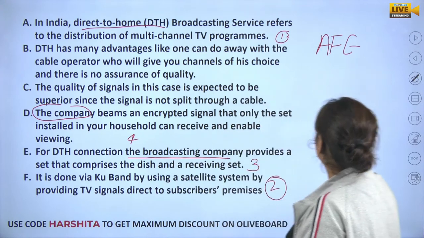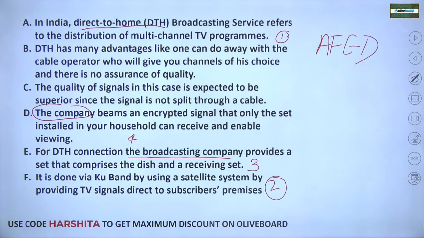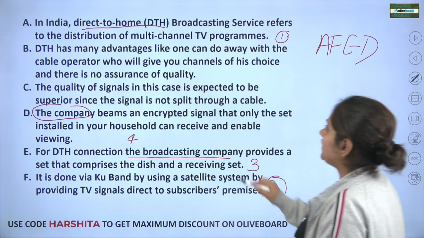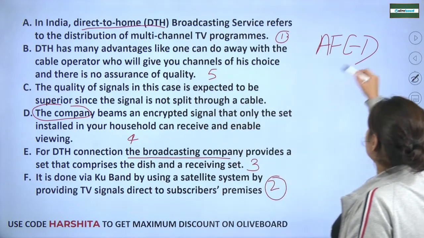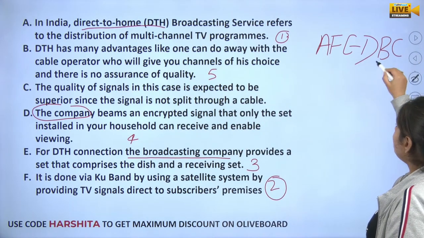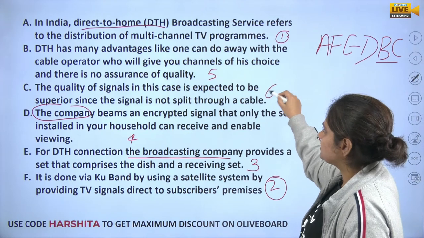What does the company do? So, ED, the company beams an encrypted signal that only the set installed in your household can receive and enable viewing. Okay. Fifth one will be DTH has many advantages. Now, we are going to the advantages. Okay. We'll start talking about the advantages in B and C. Sixth one will be C.